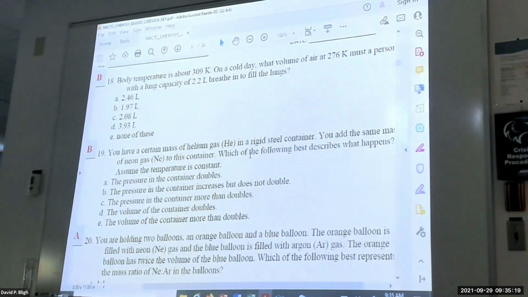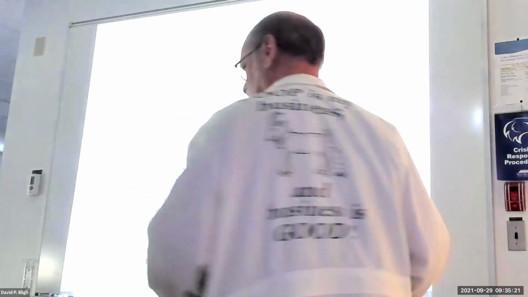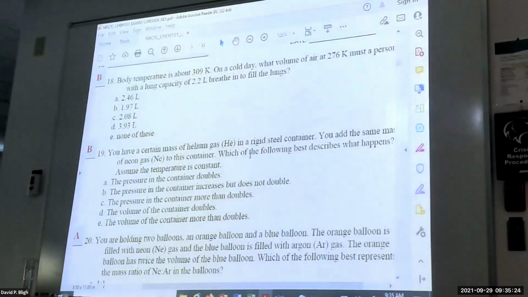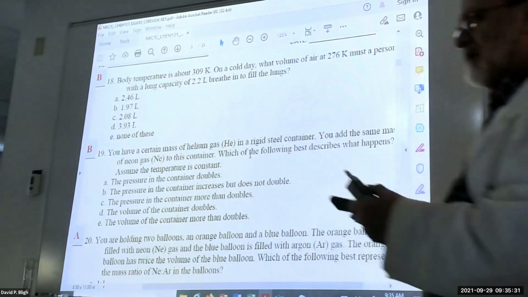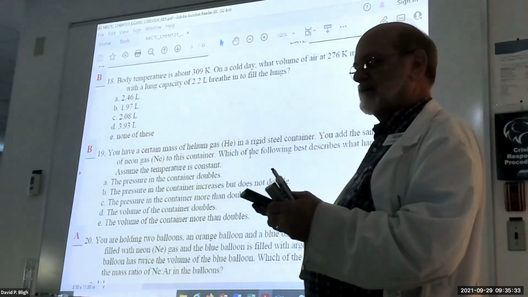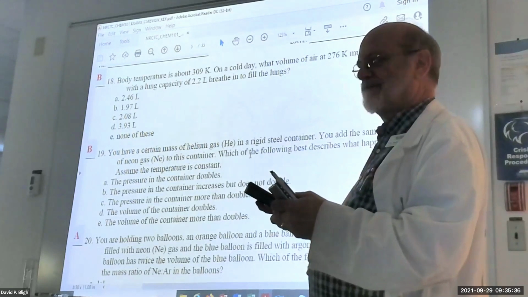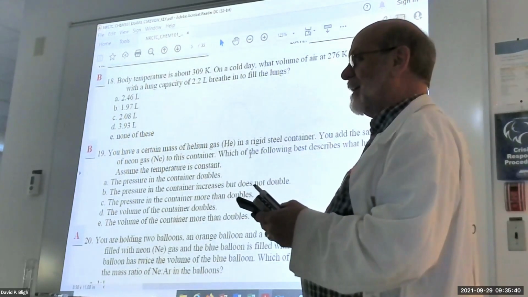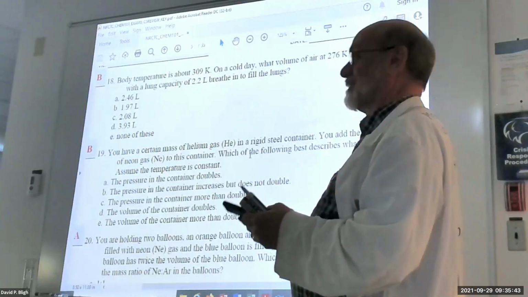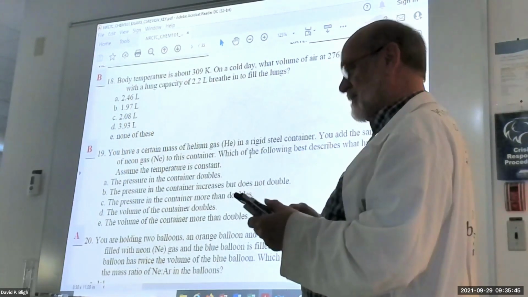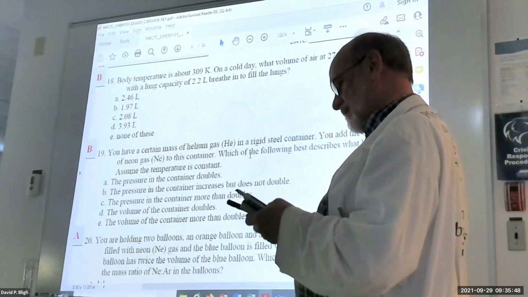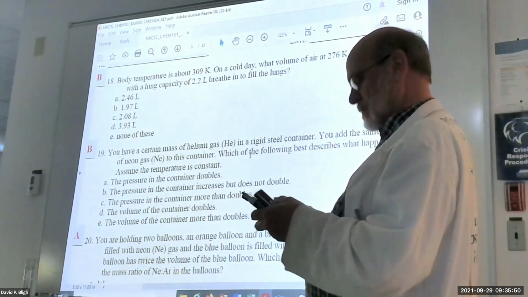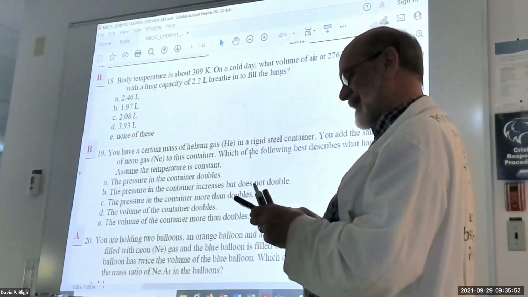Body temperature is about 309 K. Is that true? What is body temperature in Celsius? Remember? No. Everybody knows 98.6. Yeah, 37. If you convert Fahrenheit to Celsius, you'll end up with exactly 37.